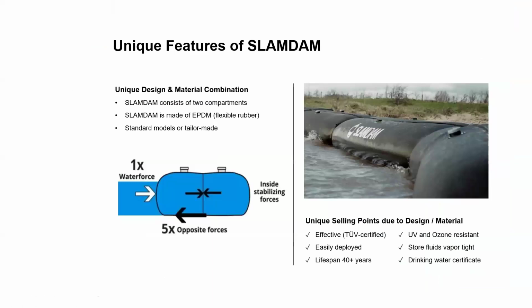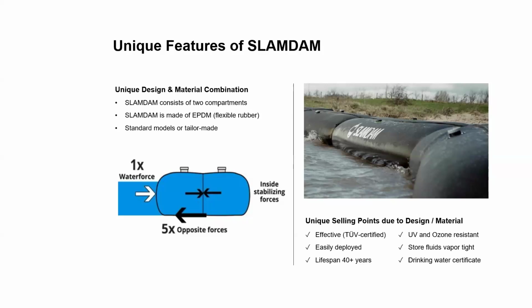Okay. So what are the unique features of SLAMDAM? It consists of two compartments that press against one another. Once you put in water, they press against one another and become air and water tight to flows. So you won't have water flowing through the joints, and this will help in attenuating flood effects. And it is made of rubber, of that polymer, ethylene propylene monomer.